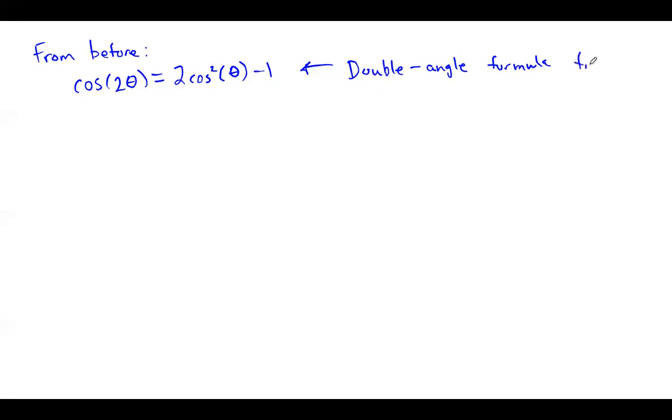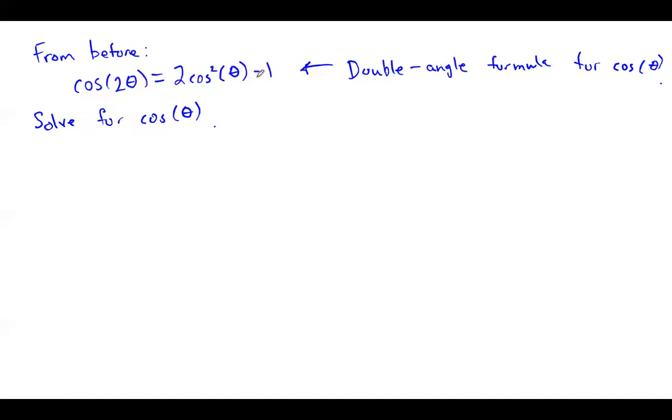For cos theta. Now we're going to solve. So we're going to use this and we're basically going to solve for cos theta. So we can divide the left-hand side and the right-hand side by 2.